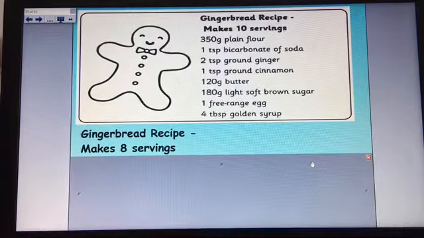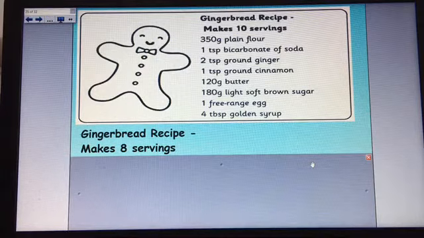Okay, so we're now going to work out how much brown sugar we would need if we were going to make 8 servings. So there's a couple of different ways you could do this. You could work out how much brown sugar you need for 1 serving and times it by 8, or you could work out how much brown sugar you need for 2 servings and then times that by 4. It's entirely up to you. I'm going to work out how much I'd need for 2 servings. So I know that 10 divided by 5 is 2. So I need to divide my amount of brown sugar by 5. 180 divided by 5 is 36.